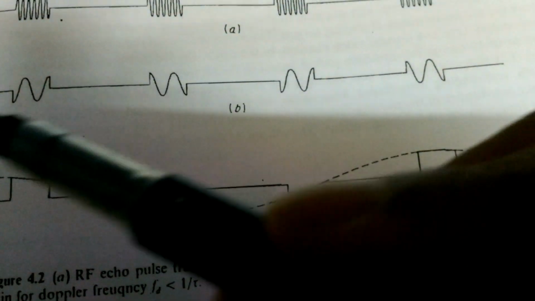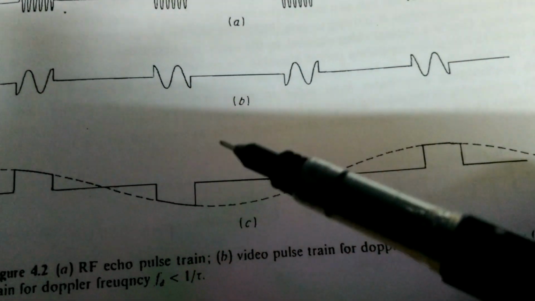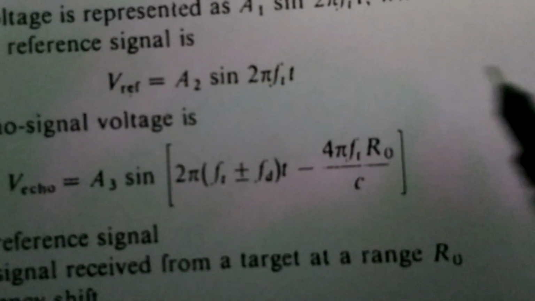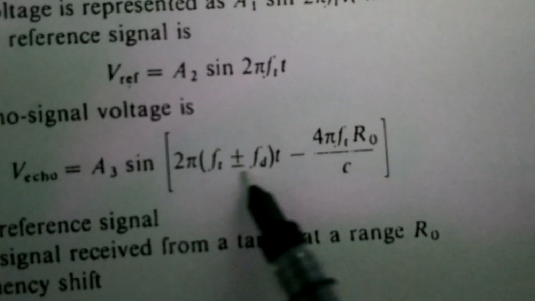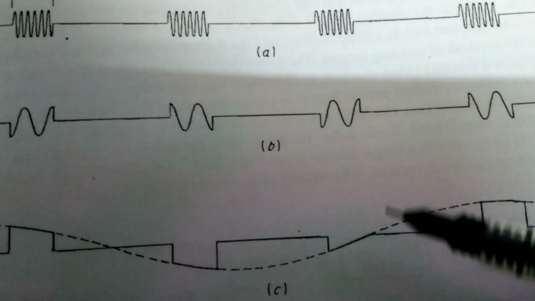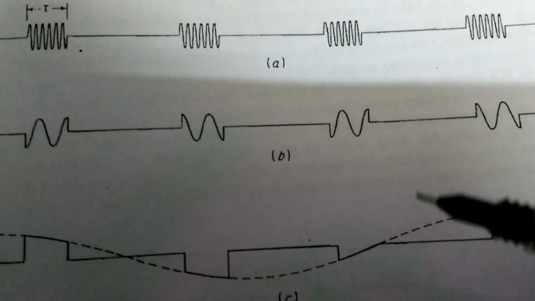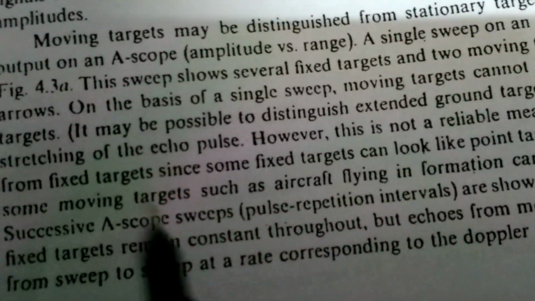If the Doppler shift is greater than, the output is like this. If the Doppler shift is less than, the output is like this. That means after mathematical analysis, if you observe this expression, depending upon this frequency, the output waveforms are going to be altered like this. Clear? Okay, then come back to the very important one.